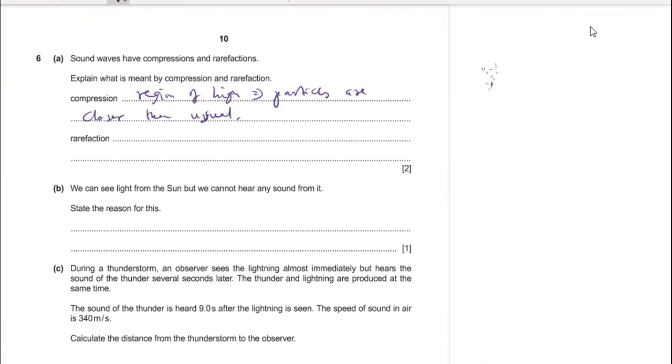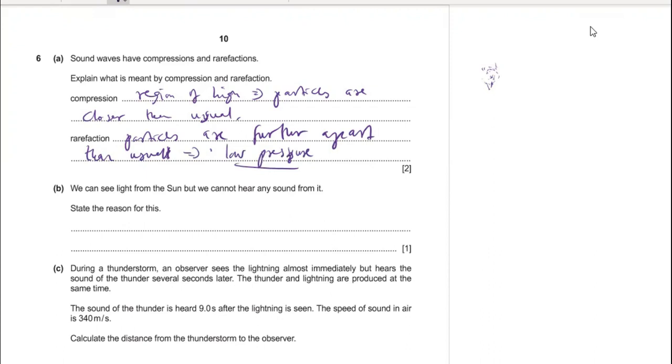When a wave is passing through air, the vibration of the particles is such that sometimes the particles become very, very close to each other. That is compression. Or the particles are further apart than usual, or than normal. So this is like a region of low pressure. Either is fine, so you can use pressure or just the particles.